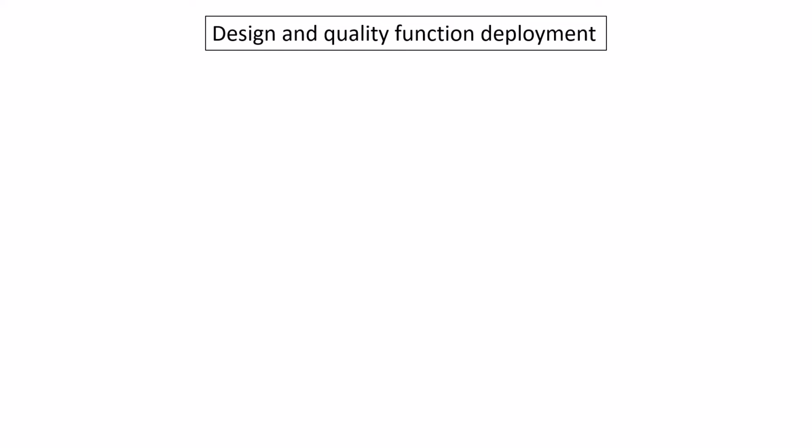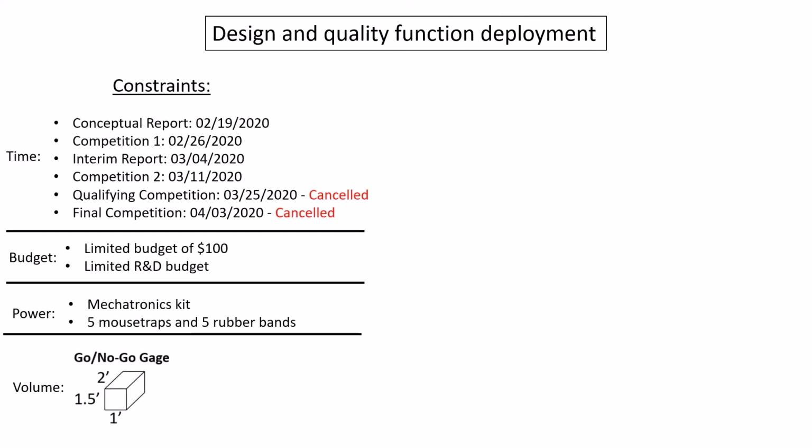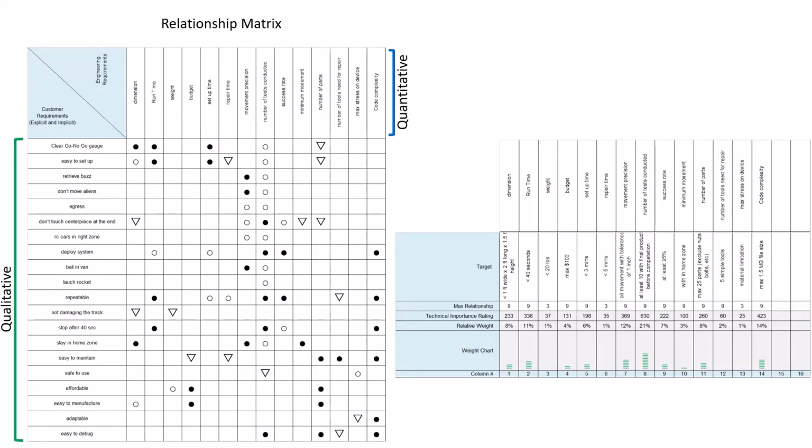Since resources such as time, budget, power, and volume are limited, deciding how to focus these resources allows for a more efficient design. The first step is using a house of quality to connect customer requirements, or qualitative aspects that the design must have, with engineering requirements, which are more quantitative aspects. The house of quality for this design illustrates what aspects of the design are most important.